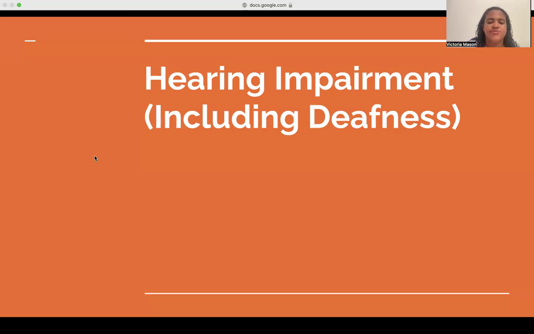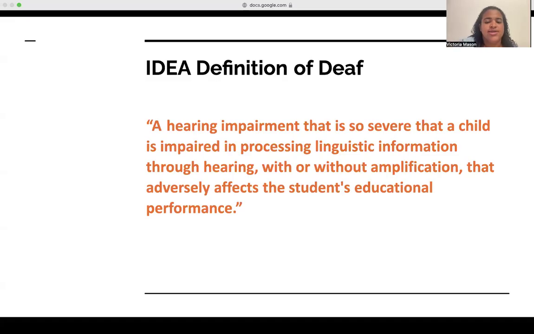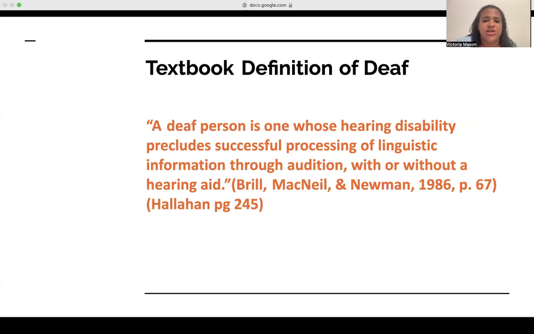My exceptionalities presentation is on hearing impairments, including deafness. IDEA's definition of deaf is a hearing impairment that is so severe that a child is impaired in processing linguistic information through hearing, with or without amplification, that adversely affects the student's educational performance. The textbook definition of deaf is a deaf person is one whose hearing disability precludes successful processing of linguistic information through audition, with or without a hearing aid.